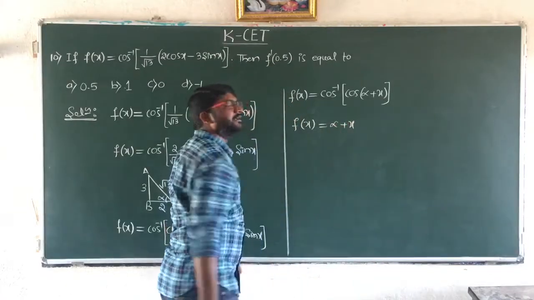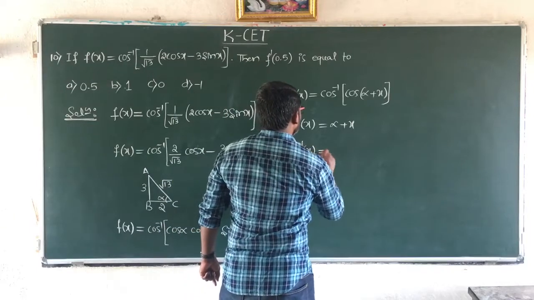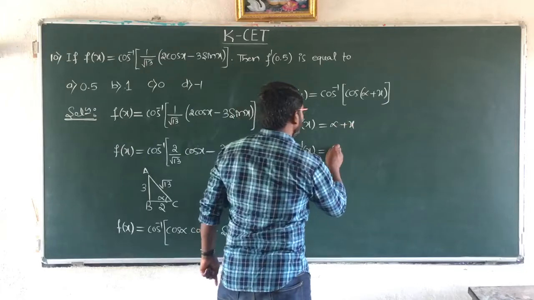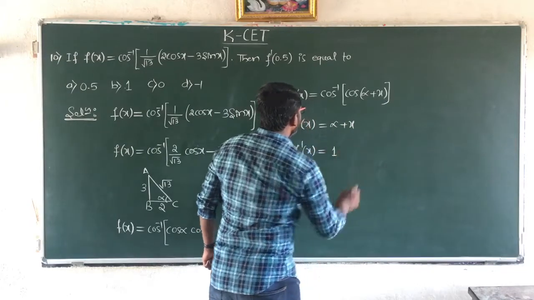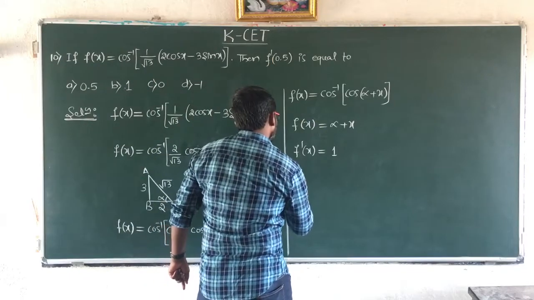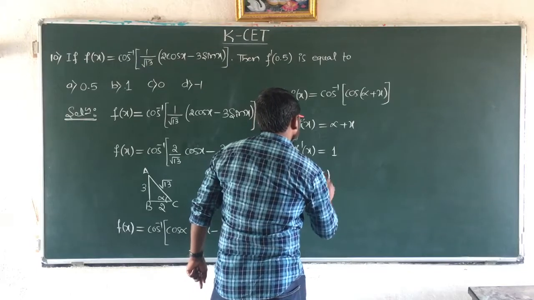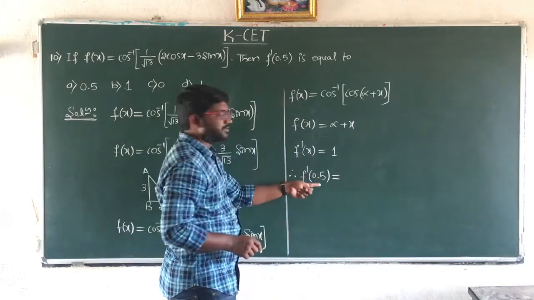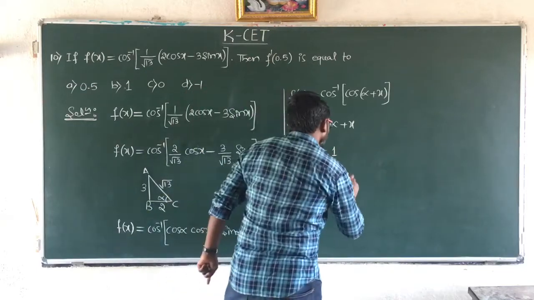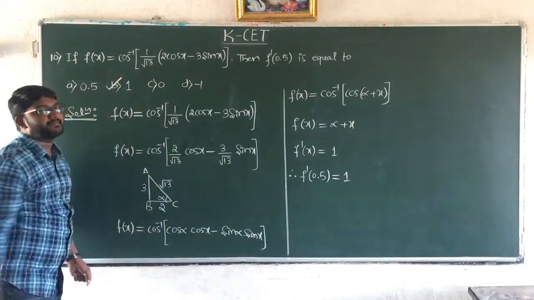Now differentiate with respect to x. We get f dash of x equal to 0 plus 1, since the derivative of the constant alpha is 0 and the derivative of x is 1. Now we have to find f dash of 0.5, which means we replace x by 0.5. In the RHS we don't have any x term, so this remains as it is. It is 1. Therefore it is option B.